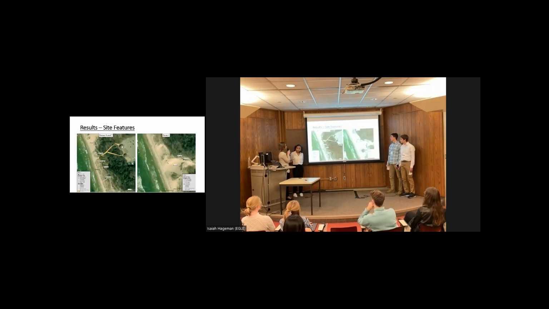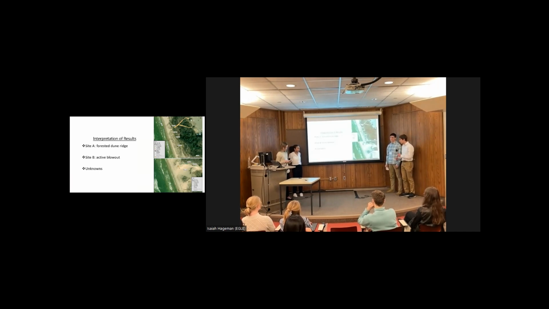And here we can see that site A is a forested dune ridge and site B is an active blowout. So it makes sense that we see more sand movement at site B, because site B, being an active blowout, has no protection from the wind coming from the shore. It acts like a funnel for the wind, and wind is what controls sand movement. So we see much more sand movement over here.